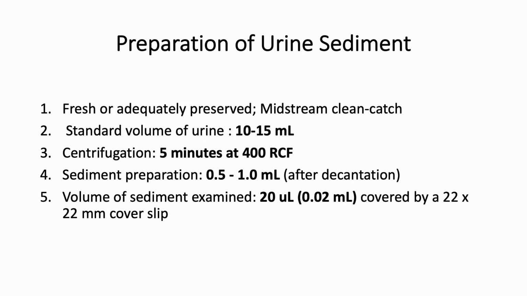This produces an optimum amount of sediment with the least chance of damaging the elements. Now, there should be a uniform amount of urine and sediment contained in the tube after decantation, and this is about 0.5 to 1 ml in volume. To maintain this uniform sediment concentration factor, the urine should be aspirated off rather than poured off unless otherwise specified. The volume of sediment placed on the microscope slide should also be consistent, about 20 microliters, covered by a 22 by 22 millimeter cover slip. Allowing the specimen to flow outside of the cover slip can result in the loss of the heavier elements such as your casts.